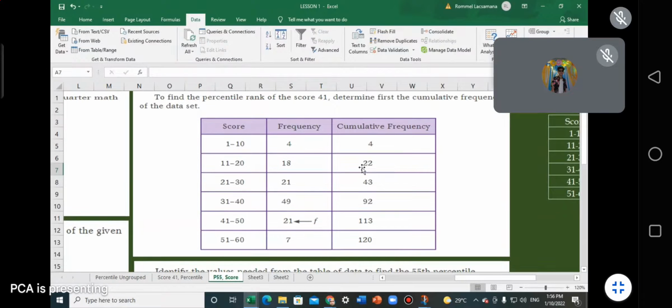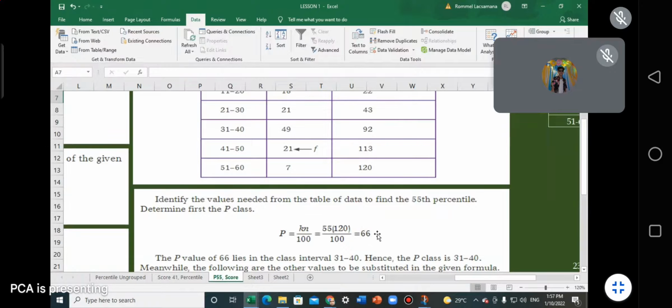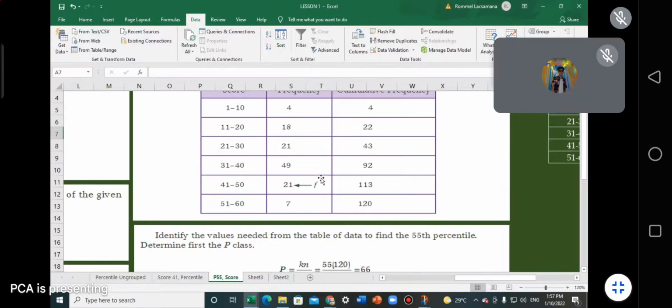Did you get it? So again, look at the CF. Or if you want, you can refer to the frequency column, it's 21, right? Okay. But 66 is not, of course, equivalent to 21. So higher. After 21 frequency, you add 21 plus more. So I cannot look for 66 in here, no? Nahihirapan ako.